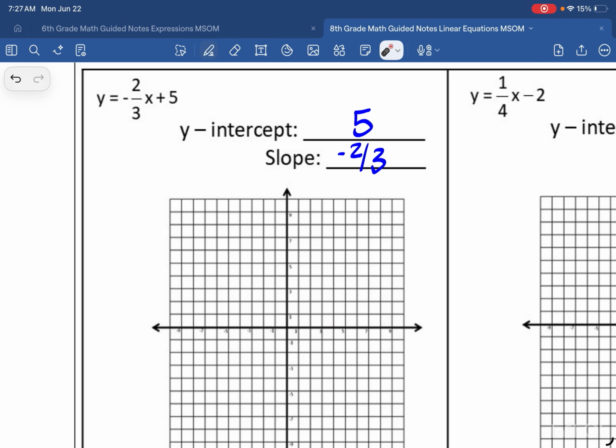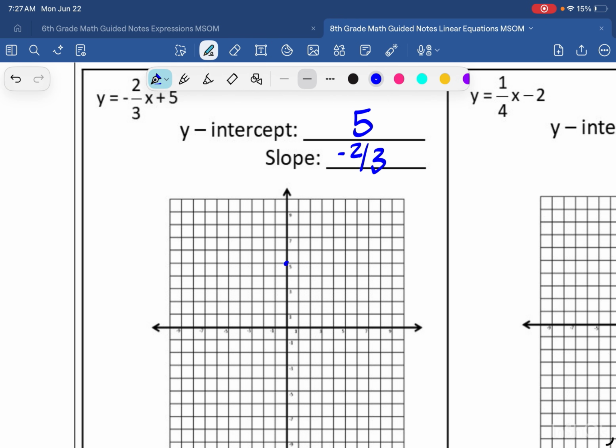So let's graph my y-intercept first at 5. And then graph some more points. If I'm going to go down 2, I'm going to go to the right 3 to get a point to help my slope go down. So down 2 to the right 3. Or if I go up 2, I'm going to go to the left 3 to get that same point, making my slope go down. There are some points. Let's connect them to make my graph. This is a graph of the equation y equals -2/3 x plus 5.